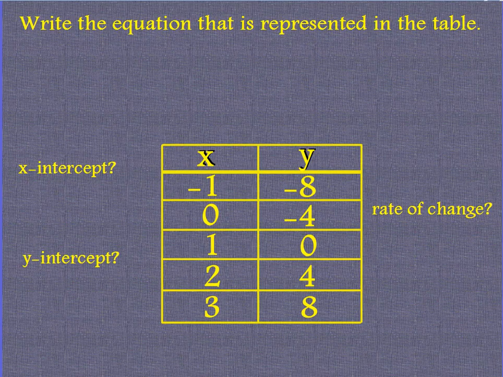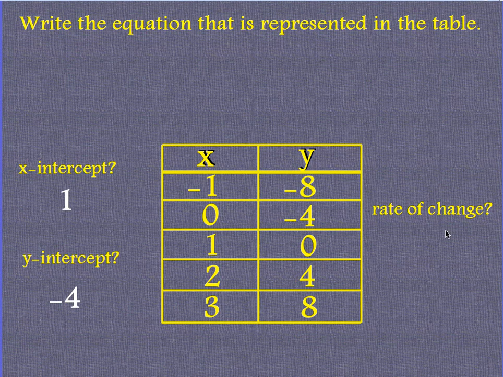Let's look at another table. Can you find the x-intercept in this table where the y value is 0? Of course, at the point (1, 0), or we could simply say the x-intercept is 1. Can you find the y-intercept? That's at the point (0, -4), or we can simply say the y-intercept is at negative 4.